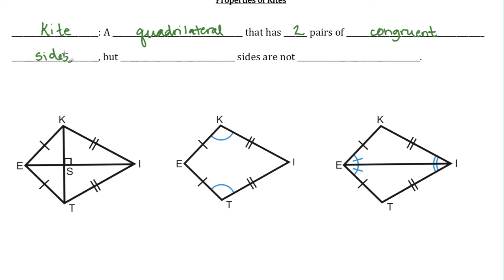So as you can see, these two sides are congruent and these two sides are congruent. These two sides are congruent, these two sides are, well, it's the same one, right? But opposite sides are not parallel. So if you notice, EK is not parallel to TI. ET is not parallel to KI. These can't be parallel. If we ended up making them parallel, it would not be a kite.